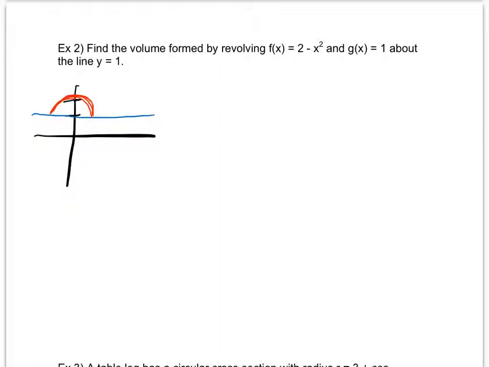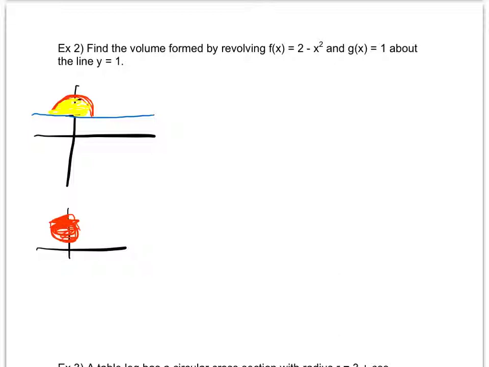So it's going to look something like that. I'm taking this area here, and I'm rotating it around that line y equals 1. So when I do, I'm going to have something like, and it rotates around. So again, that three-dimensional figure. I'm terrible at drawing three-dimensional figures. I'm really sorry. But it's going to look something like that.